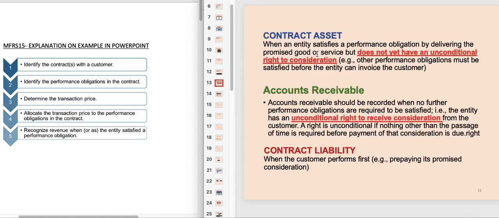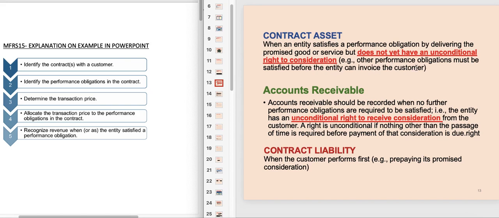here it explains a contract asset is when an entity satisfies a performance obligation by delivering the promised goods or service, which means the business has delivered the goods or the service but does not yet have an unconditional right to consideration. The business is not entitled to receive the payment, probably because under the contract the business needs to fulfill another performance obligation before it can receive the payment. For example, when the other performance obligation must be satisfied before the entity can invoice the customer.